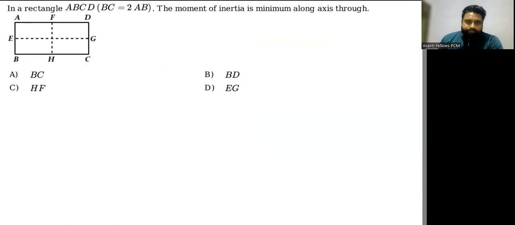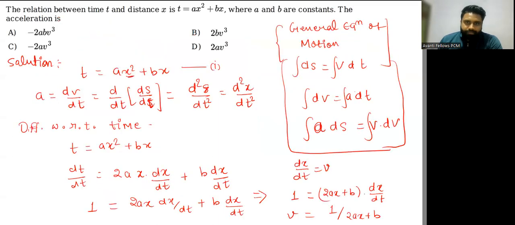Now you can check the answer. It is option number C.